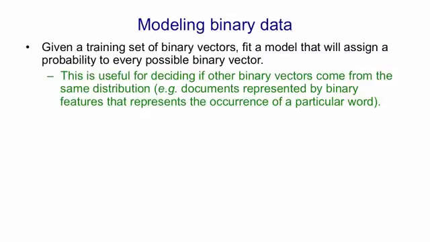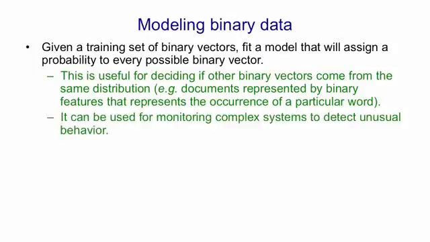And so you could use a set of hidden units to model the distribution for each document. And then you could assign a test document to the appropriate class by seeing which class of documents is most likely to have produced that binary vector. You could also use Boltzmann machines for monitoring complex systems to detect unusual behavior.